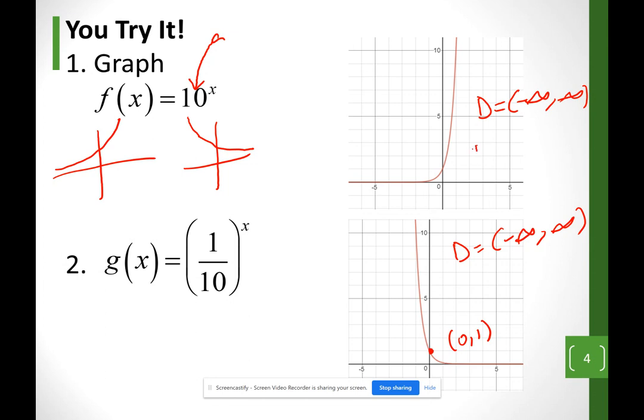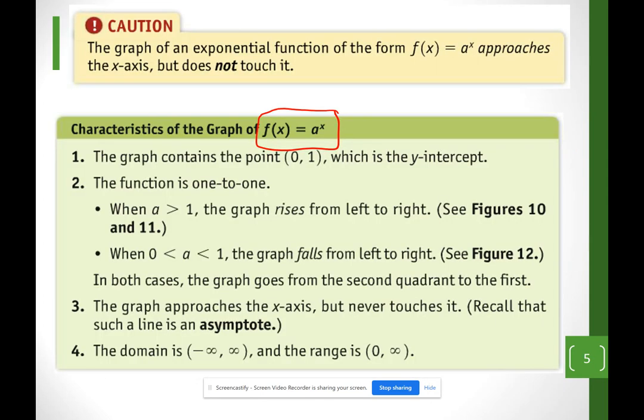Now, for the range, how far down does it go? It gets to 0. Notice I'm putting a parenthesis on 0 because it never quite reaches it. How high does it go? Infinity. So the range is from 0 to infinity. So remember, our domain is from negative infinity to infinity. The range is from 0 to infinity. So those are the graphs of these functions.